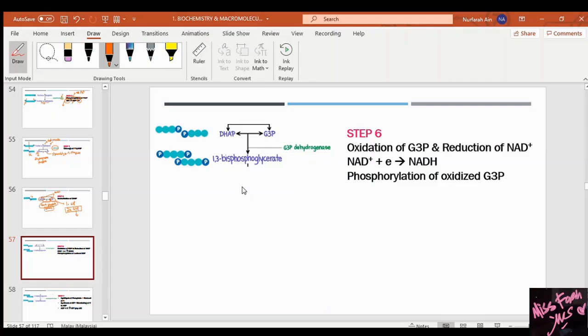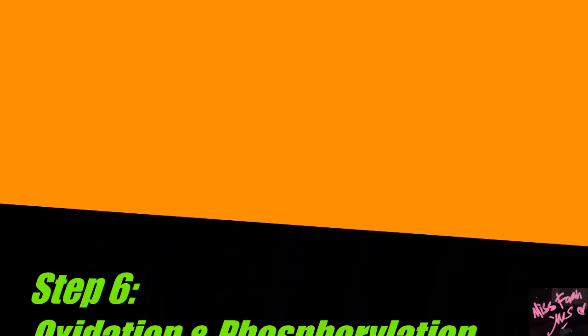Okay, so we have covered step 1 until step 5. Remember that step 1 until step 5 are the steps involved in energy investment. Now we move on to the second portion, which is the energy releasing steps, starting with step 6.